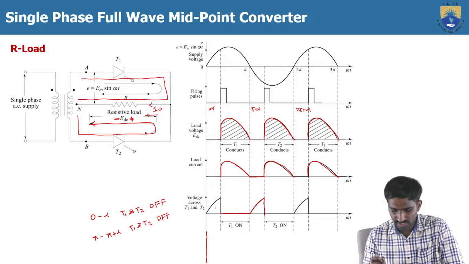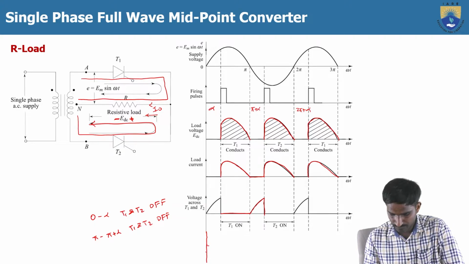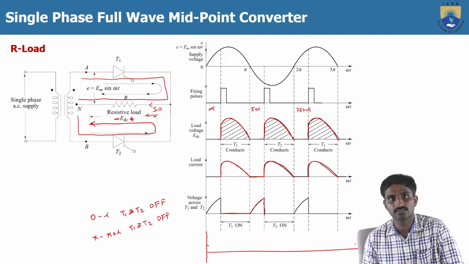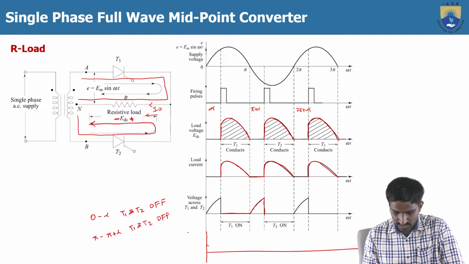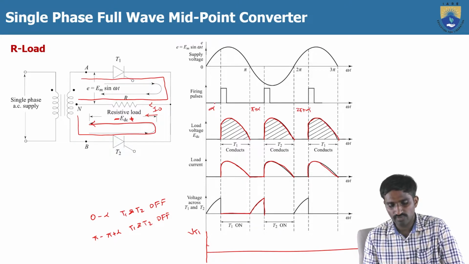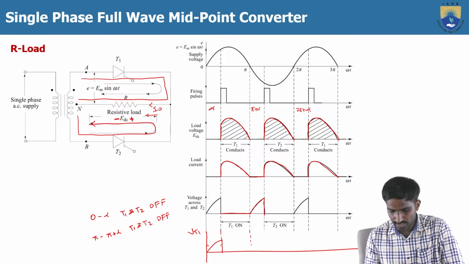Let me consider T1 only, the voltage across the thyristor T1. Let me consider this as VT1. You can see from 0 to alpha the thyristor T1 is turned off, so you will get the same voltage as the supply voltage. But in this case, T1 is turned on from alpha to pi, so the voltage across it is 0.